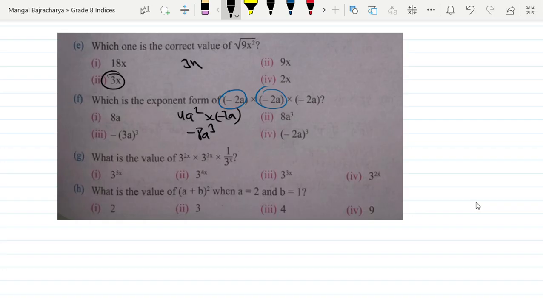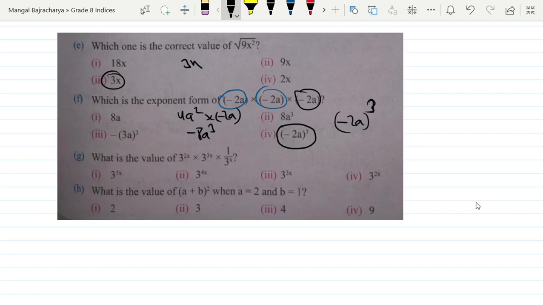And okay, here it is written in the form of the exponent, so that was not the answer given here. So minus 2a into minus 2a into minus 2a, it is minus 2a multiplied 3 times. So the question is expecting this answer.